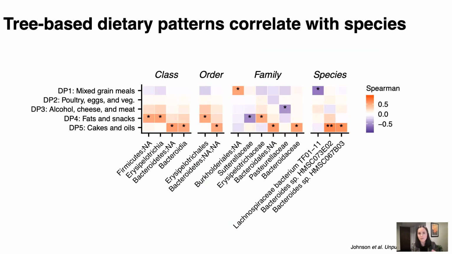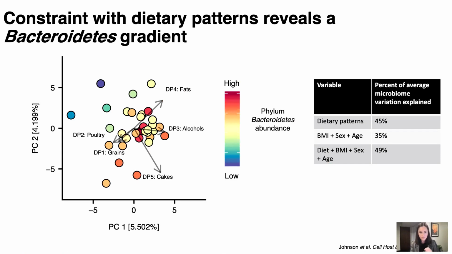We took the first 5 and we identified the main drivers of those dietary patterns and found that the dietary patterns more similar to sort of the Western high-fat diet looked like they were associated with the abundance of specific species of bacteria. And when we did what's called a constrained ordination with these dietary patterns on the microbiome data, we found that the dietary patterns explain a large amount of the variation in the microbiome and reveal a Bacteroidetes gradient, which is quite interesting.